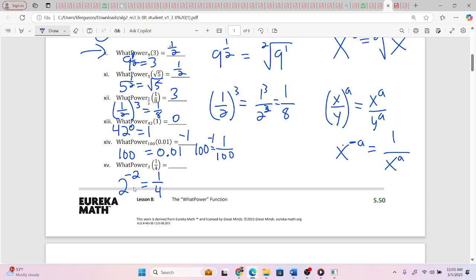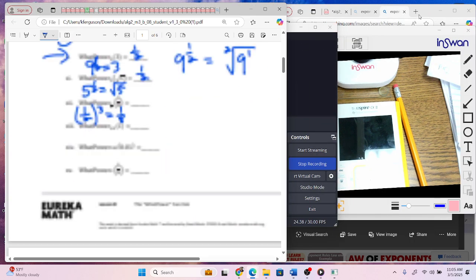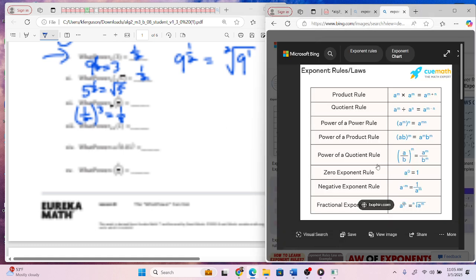Does everybody understand what I'm talking about? These are my exponent rules. Product rule, quotient rule, power of a power rule, power of a product rule, power of a quotient rule, zero power rule, negative exponent rule.